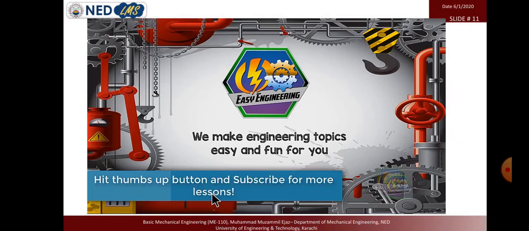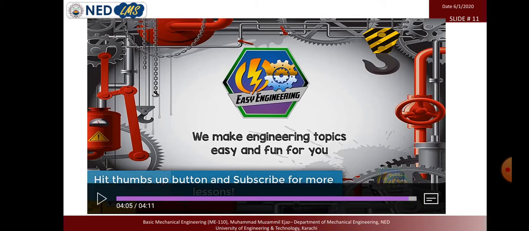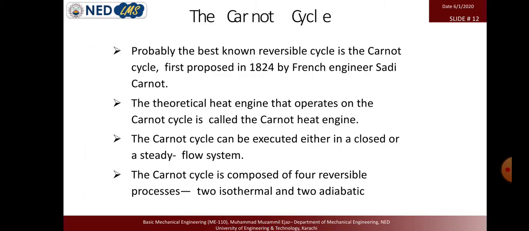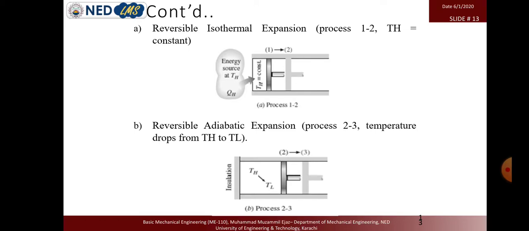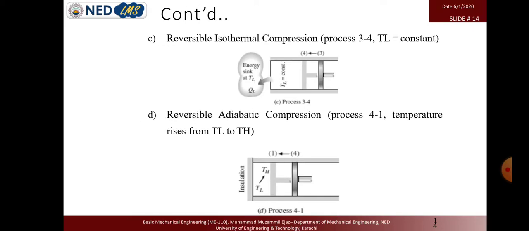So I hope you understood the Carnot cycle from this animation. Now let's move on. These descriptions were already covered in the video, so I will not read them out again. But simply, the theoretical heat engine that operates on the Carnot cycle is the Carnot heat engine. The Carnot cycle can be executed in either a closed or steady flow system. The Carnot cycle is composed of four reversible processes. These are the four processes which were already discussed in the video.